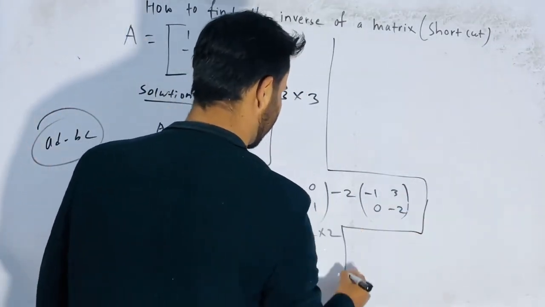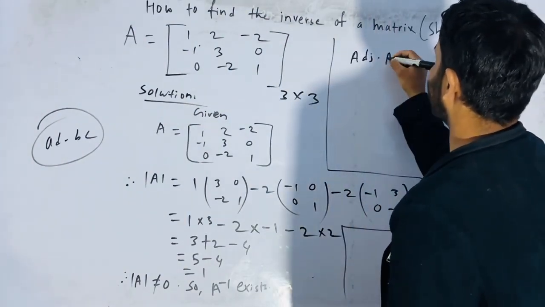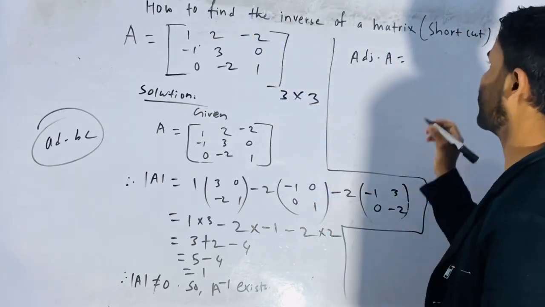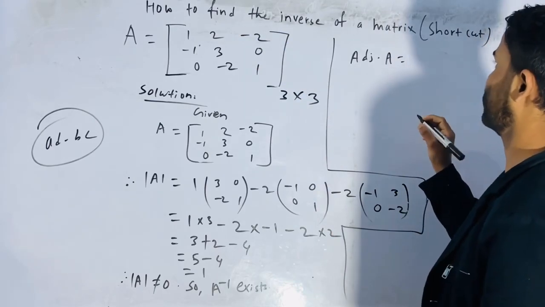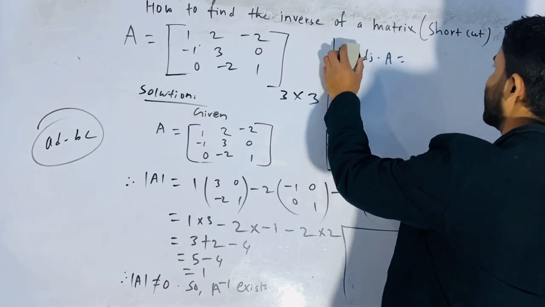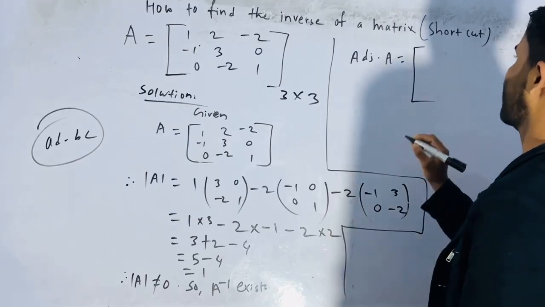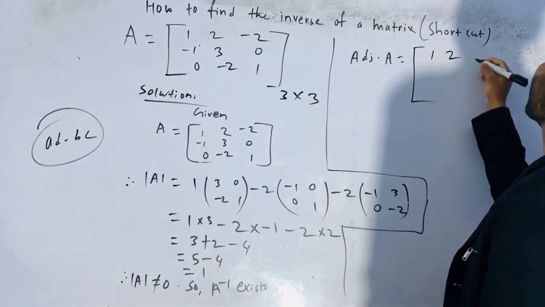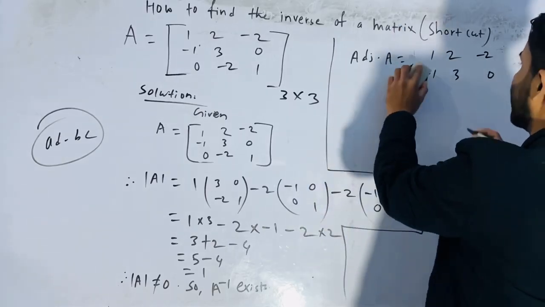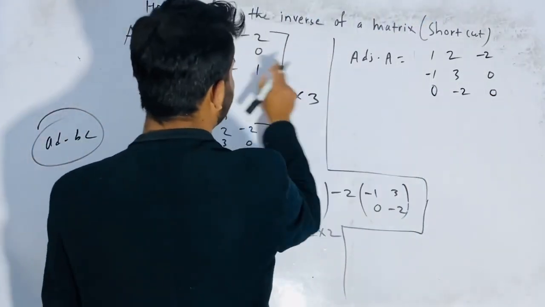Let's look here. So the adjoint of a matrix. How to calculate? First of all, write all the elements of the matrix which is given to you. Then simply you can write 1, 2, minus 2, and then minus 1, 3, 0, then 0, minus 2, and 0. This is the matrix which is given to us here.